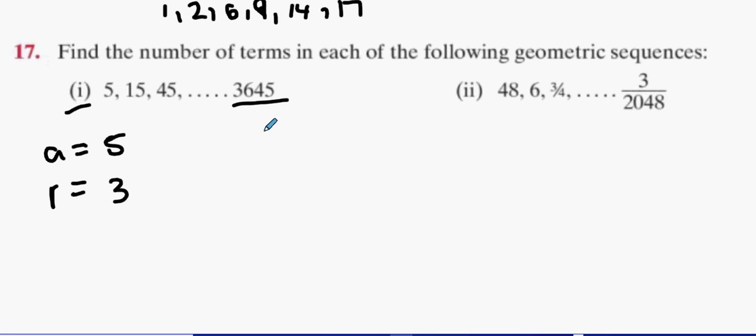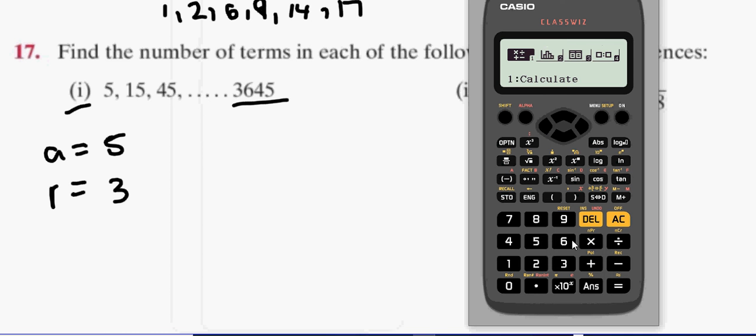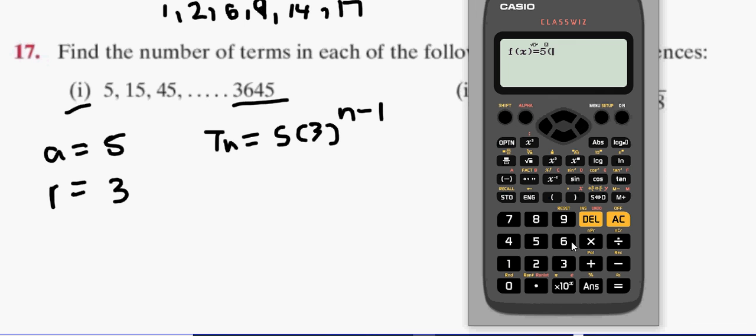In an exam, how could you cheat? Not so much cheat, but how could you get prior knowledge? What's the formula going to be for Tn? 5 times 3 to the n minus 1. And you could find out the answer quite quickly doing this, but we're going to do it a different way in a second.